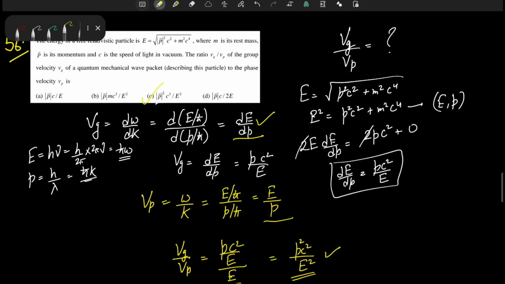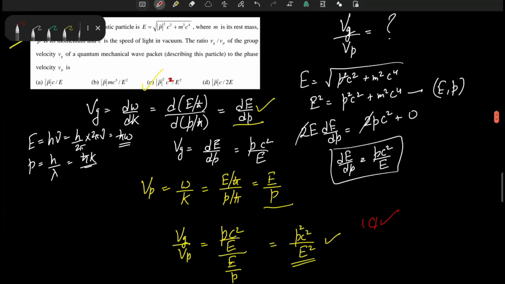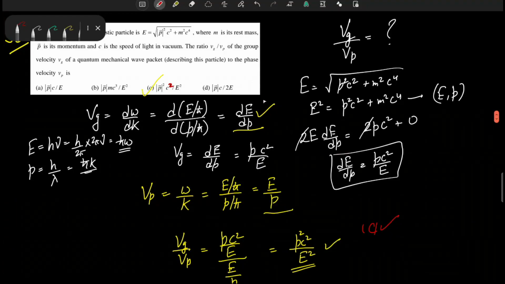So the C option is correct. Here c³ is given, but in the original question paper of the CSIR NET June 2018, it is c² only. This is a misprint here. So consider it as p²c²/E². So the C option was correct, and this was of 5 marks. So this is a very easy question. If you know Vg is equal to dE/dp, and if you know Vp is equal to E/p, you can simply calculate, and it's just a 2-minute question.